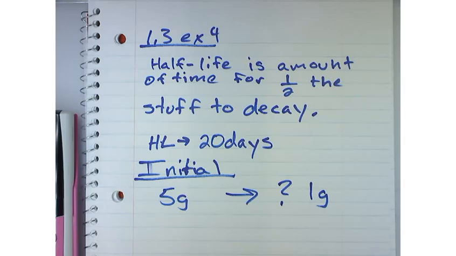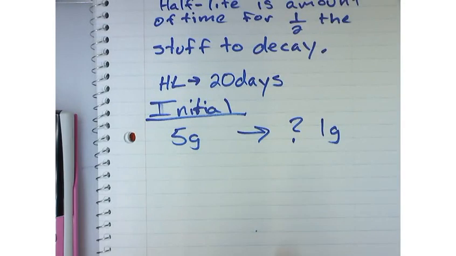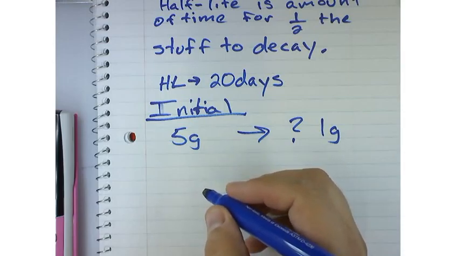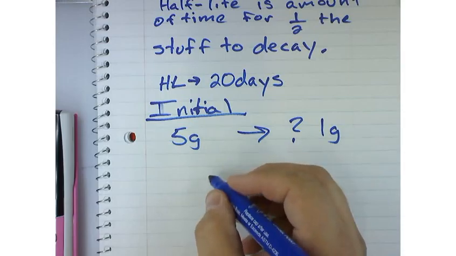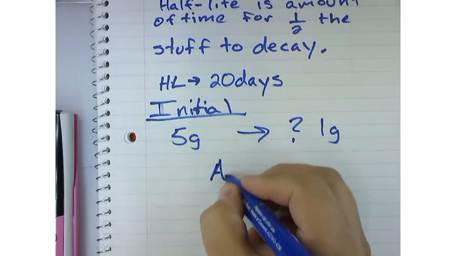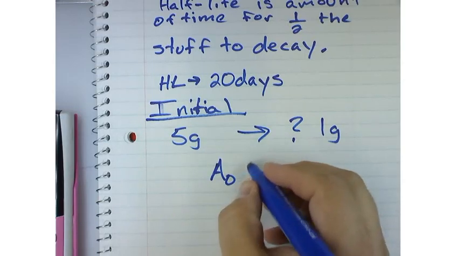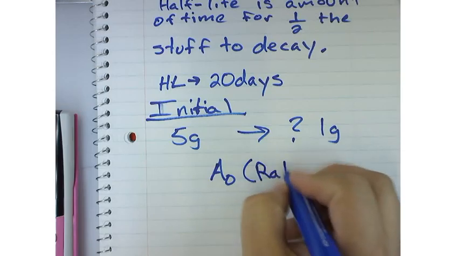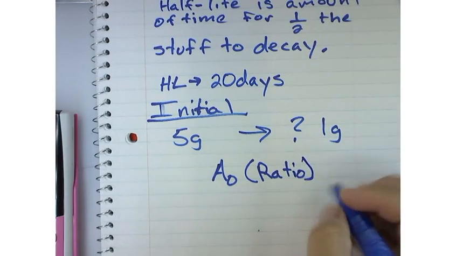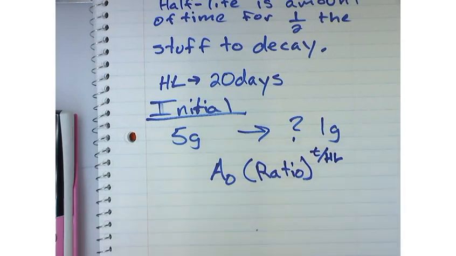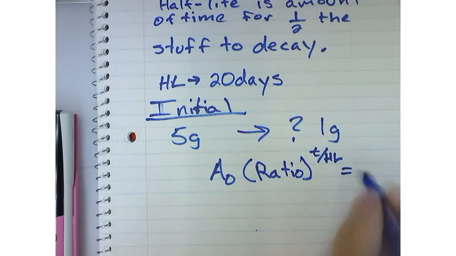Well, we need to write a model. So what is our initial condition? So I'm going to write this out. Your textbook doesn't really write it out, but there's lots of ways to do it. It's going to be the initial condition, and so we'll call this the amount A sub 0 or A naught times the ratio R raised to the time over the half-life, and this is very informal, and then you set it equal to what you want. Okay?